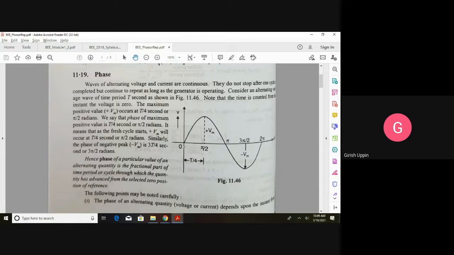Right now, you are seeing the voltage is starting at the same reference point, so the phase is 0. Let us say the voltage is starting at, let's say, pi by 4. If the voltage is starting from here and this is the reference, this is called the phase of that particular alternating quantity.